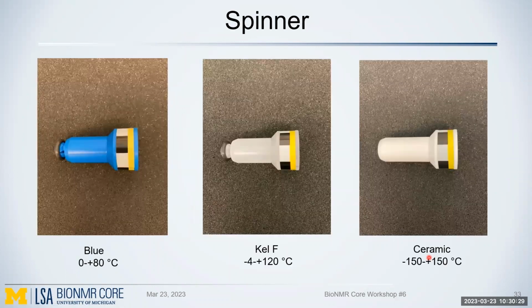And finally, once your sample is ready, we need to choose the correct spinner. There are 3 types of spinners available from Bruker. The most commonly used one, which most of you are familiar with, is the blue spinner. It can be used for temperatures in the range of 0 to 80 degrees Celsius. If you want to go to higher or lower temperatures, you can change to the KLF or ceramic. The ceramic spinners are good for almost the whole temperature range, from negative 150 to positive 150 degrees Celsius.